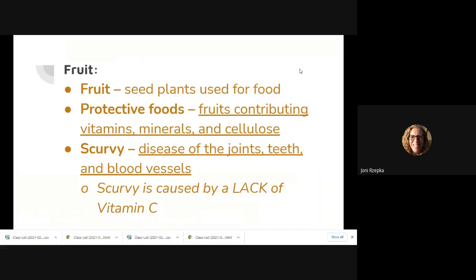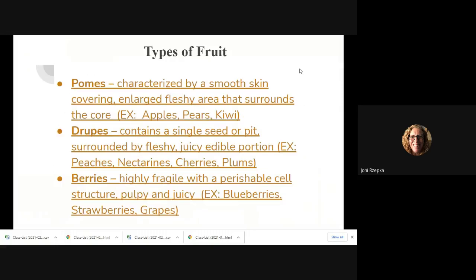I'll pause for each slide. If I go too fast, remember it's being recorded, so you shouldn't have any trouble. Okay, so there are different types of fruit.